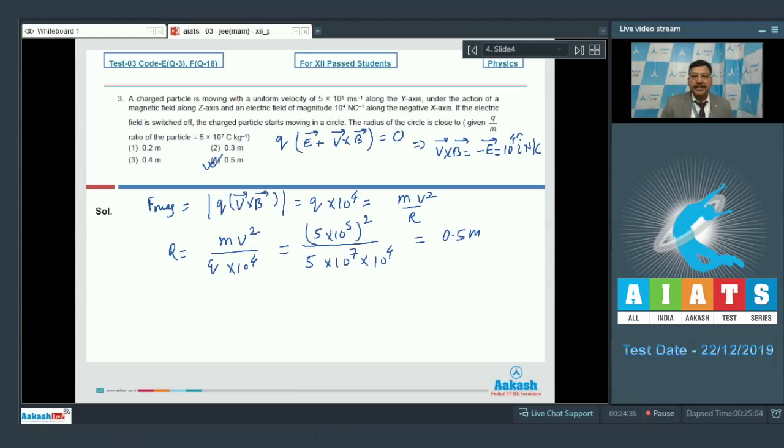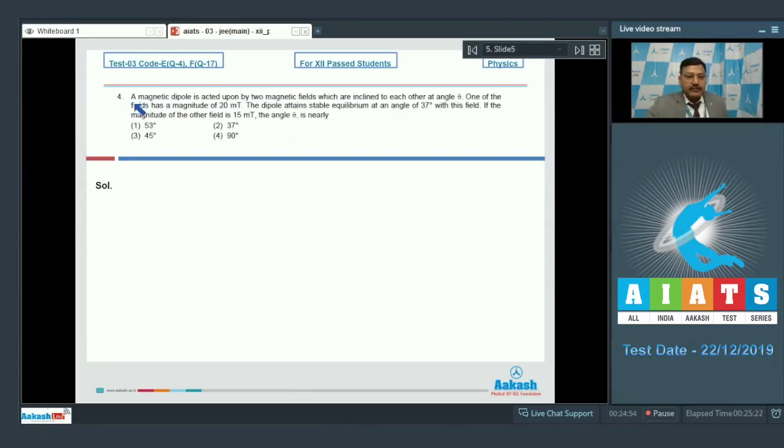Let's now move on to the next question. Question 4 says a magnetic dipole is acted upon by two magnetic fields which are inclined to each other at angle theta. One of the fields has a magnitude of 20 millitesla. The dipole attains stable equilibrium at an angle of 37 degree with this field. If the magnitude of the other field is 15 millitesla, the angle theta is nearly. Okay, so this question is based on the torque acting on a magnetic dipole in a uniform magnetic field.